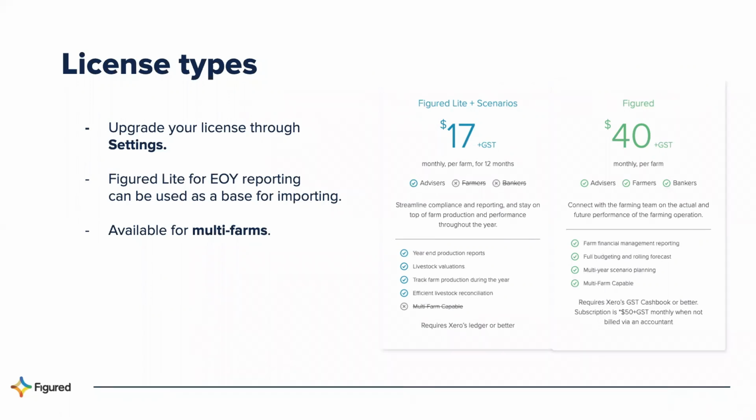With the Figured Lite Plus Scenarios, there's just one little thing to pay attention to. It's that upgrading from a Figured Lite to one with scenarios has a minimum 12-month term associated with it. So it's $17 per month for the 12-month period. It's available for multi-farms as well. However, when we interact with scenarios at a multi-farm level, it's just at the consolidated view, so it's not for each individual farm.